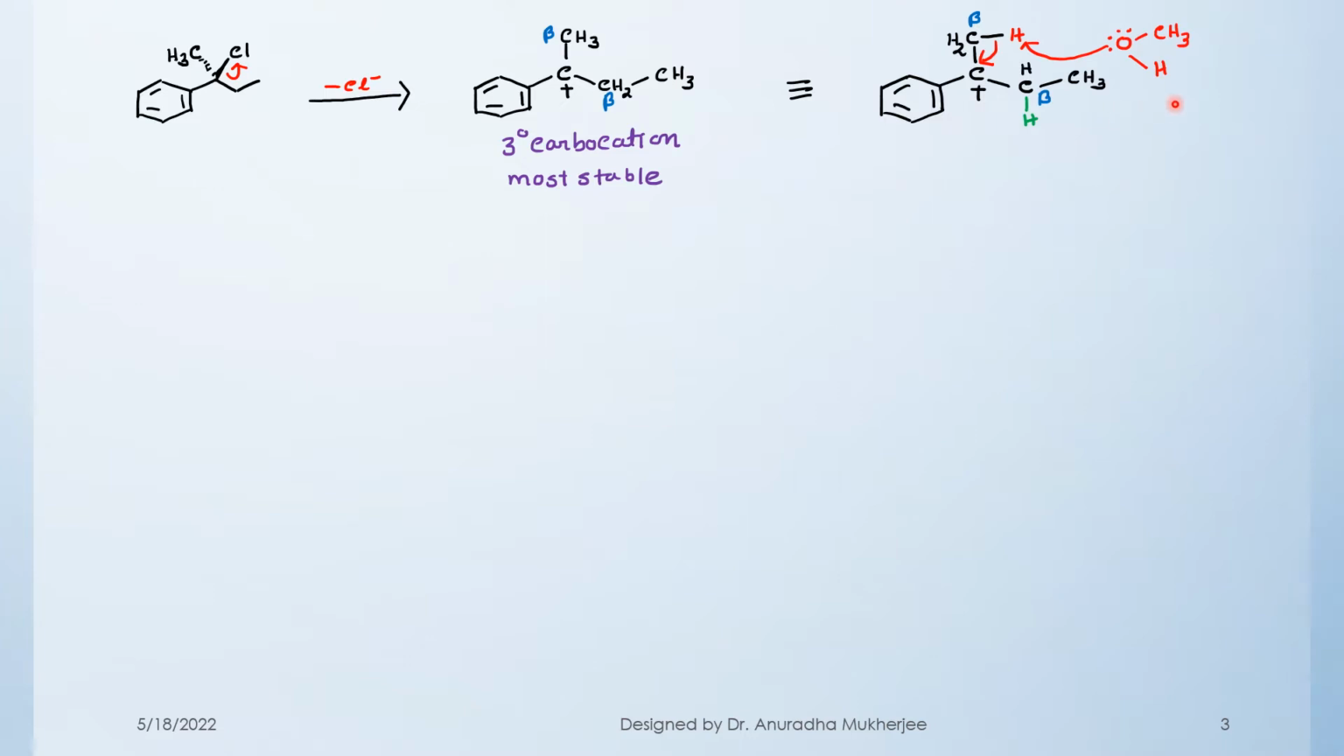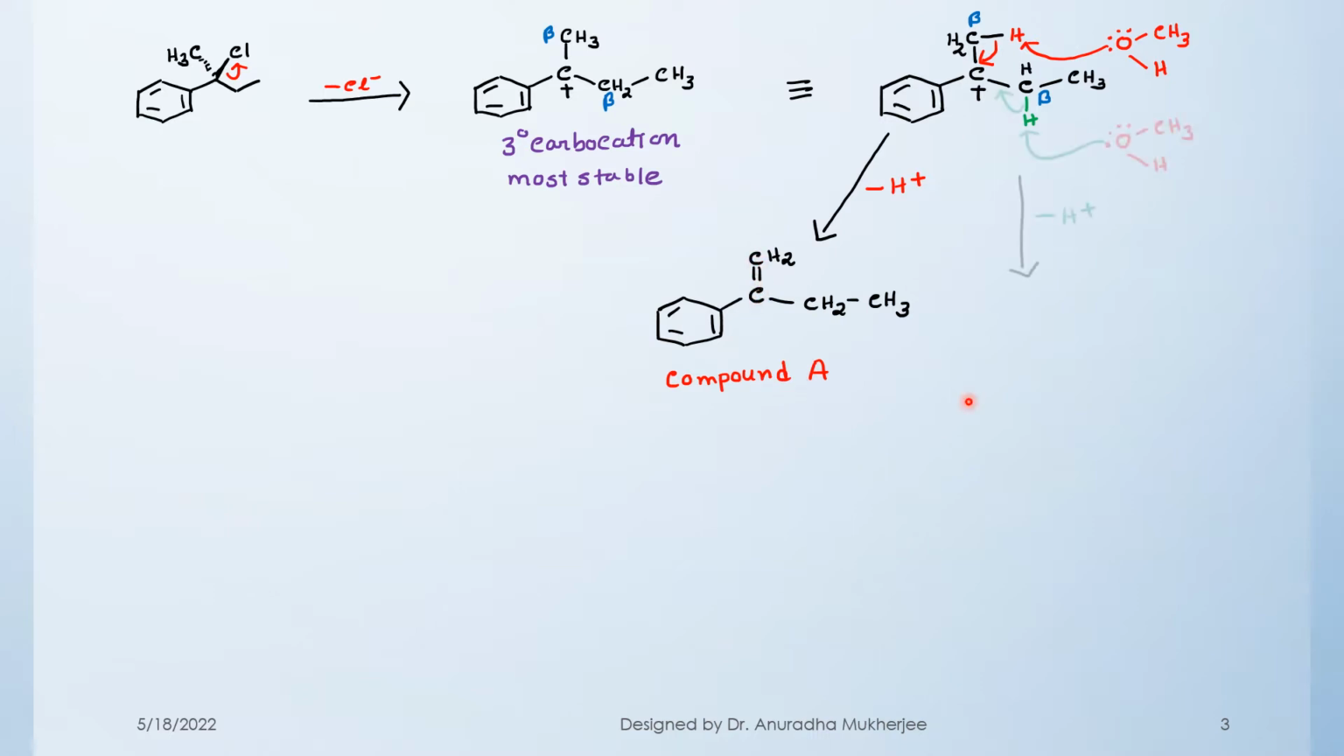Now here methanol is acting as a base. If methanol attacks this proton, the red color proton, then these 2 electrons in this bond will move to the positively charged carbocation, and a double bond will form here. So that means we will be getting the product compound A. Here you can see the double bond is forming between these 2 carbons.